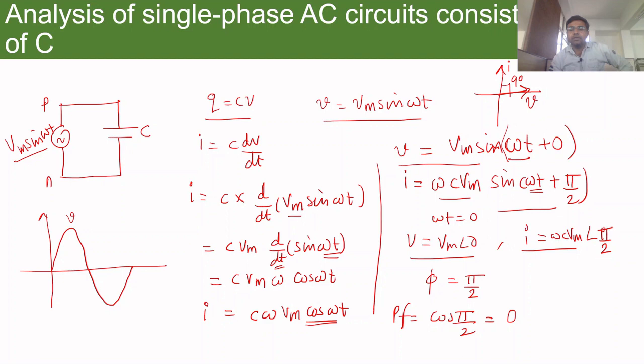So when omega t is 0, V would be 0, but at omega t equal to 0, I will be at peak value. Okay. So this is all about purely capacitive circuits.